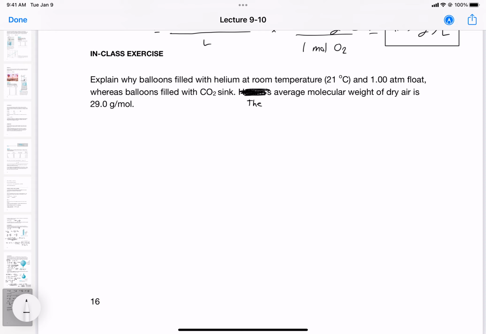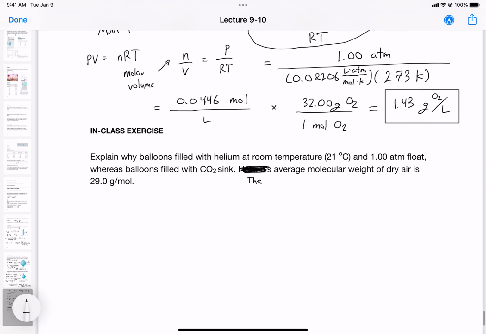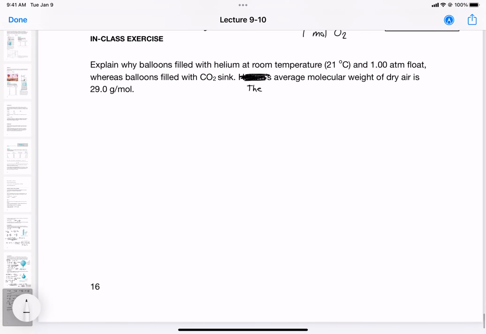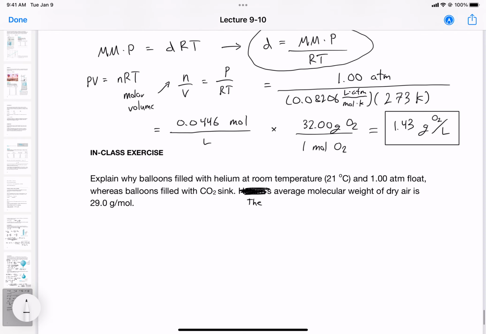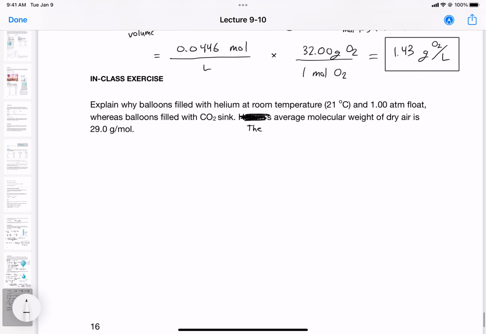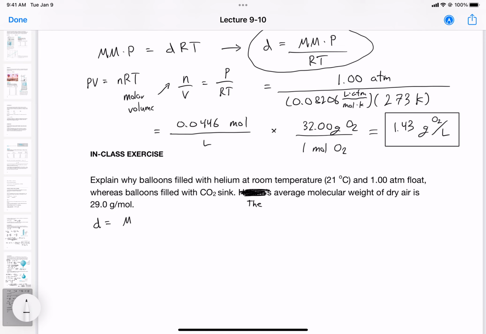Okay, so you can actually do the density equation here that I wrote. We could do it for one, or we could do it for all of them. But you can also use this molar equation I solved earlier for each of them as well. And that one actually might be easier to use. But let's just use the density equation. So density equals molar mass times P over RT. Okay. So first, let's do it for helium.